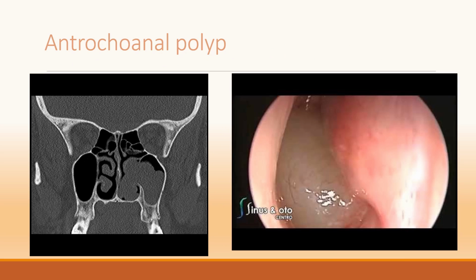Antrochoanal polyp. Remember the previous lesson? The left figure is a CT scan showing the polyp coming from the left maxillary sinus. And you can see the polyp on the right figure, glistening.